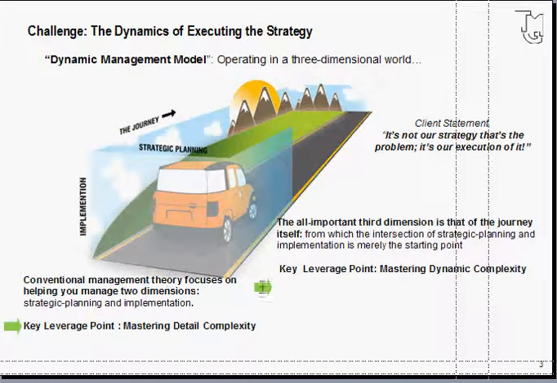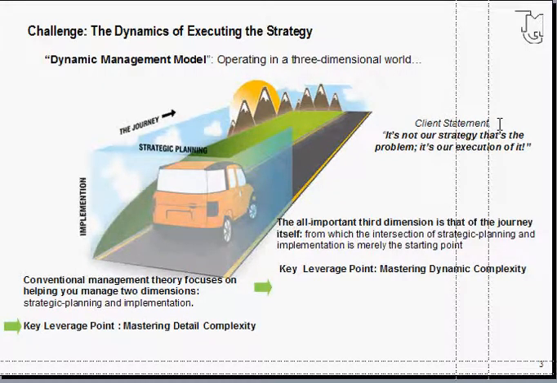Conventional management theory focuses on helping you manage two dimensions, strategic planning and implementation. The key leverage point is here mastering a detailed complexity. But the all-important third dimension is that of the journey itself, from which the intersection of strategic planning and implementation is really the starting point. This is mastering dynamic complexity. And this is actually the key benefit of strategicfrontend.com.